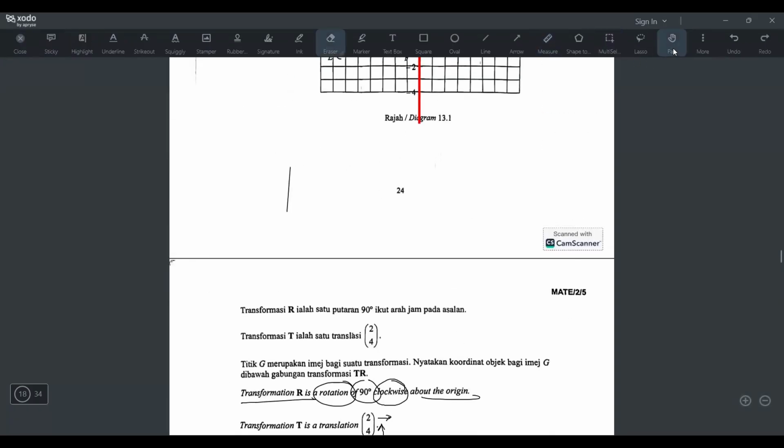Okay, there's some space here. I think I can use this space. Okay, let me erase this line. Okay, wait.